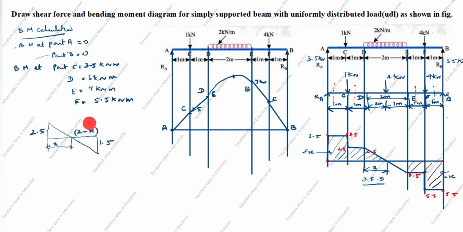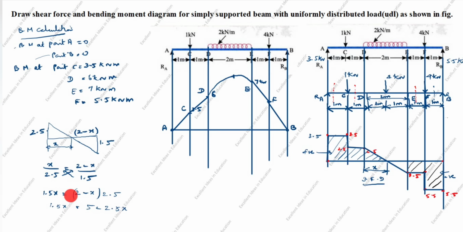Now we will calculate this using the triangle proportionality method. X divided by 2.5 equal to 2 minus X divided by 1.5. You see here X divided by 2.5, 2 minus X by 1.5. Next we will cross multiply. 1.5X is equal to 2 minus X into 2.5. So 1.5X is equal to 5 minus 2.5X.